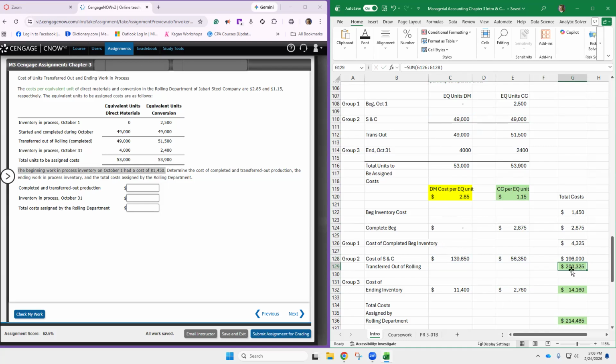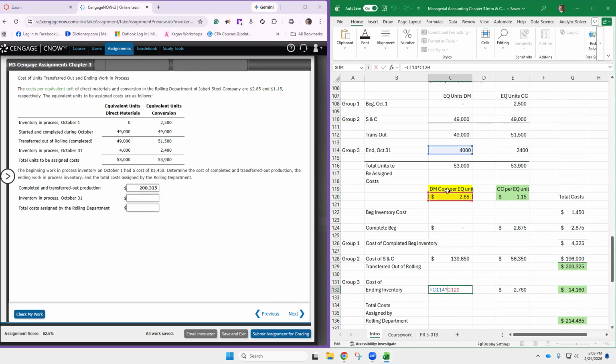This is the total amount that transferred out of work in process of the rolling department. So 200,325. Okay. Now we want inventory at the end.